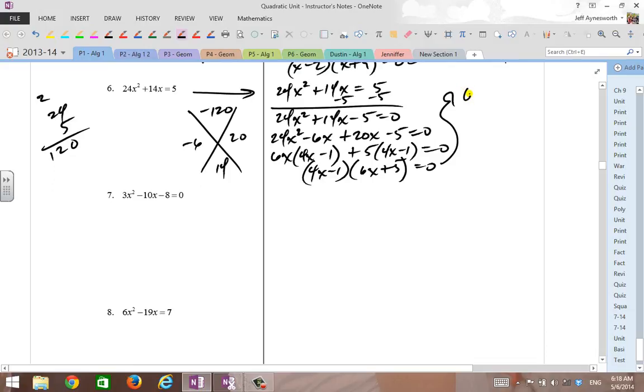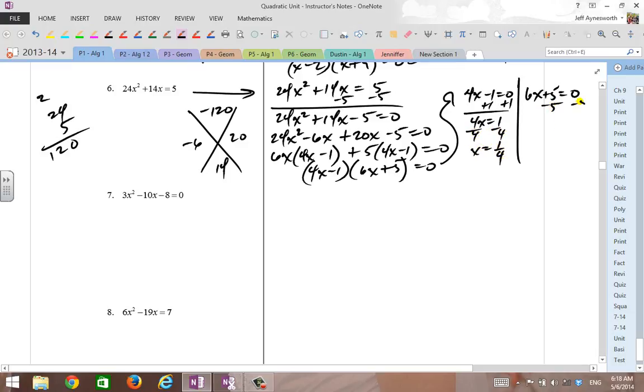So let's do that. 4x minus 1 equals 0. Draw the vertical line, and then you have 6x plus 5 equals 0. All right, add 1. You get 4x equals 1. Divide by 4. You get x equals 1/4.